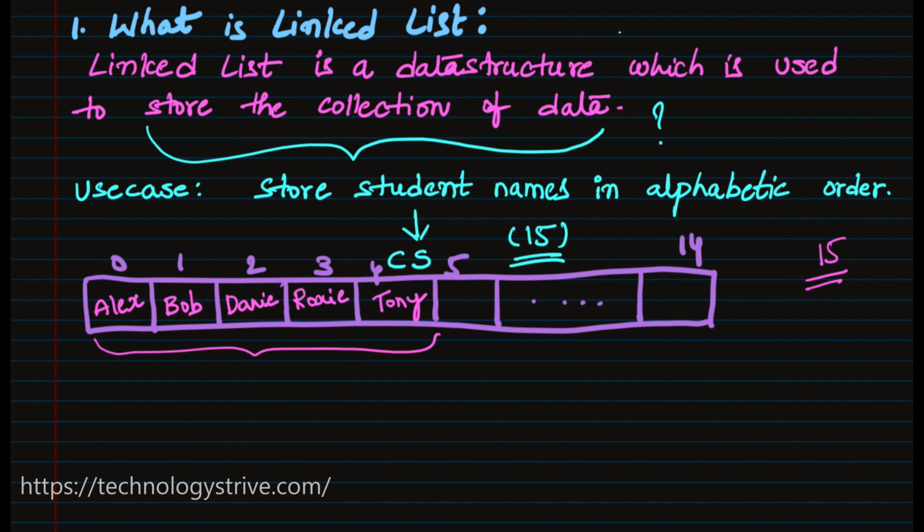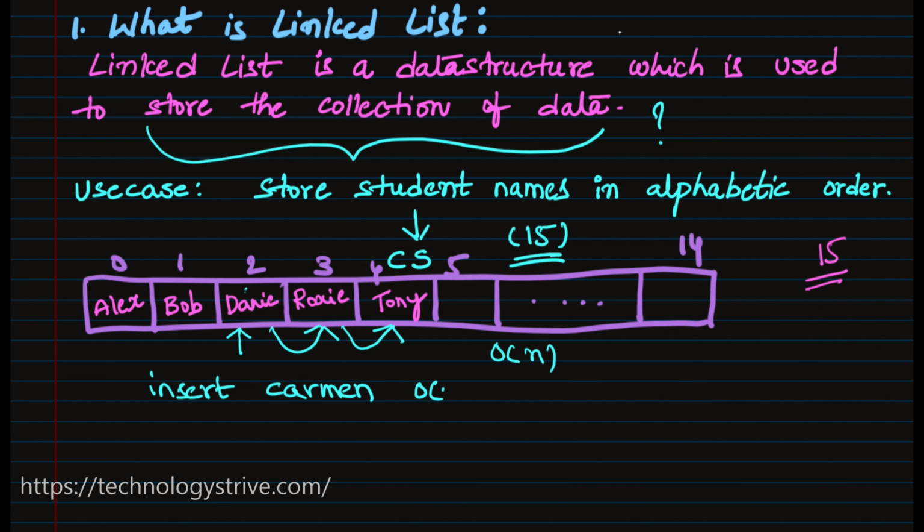If a new student named Carmen joined the course, then what do we have to do? What should be the proper position of Carmen? It should come after Bob. Means we have to insert Carmen at this position. That means we have to shift all the elements to the right side. The elements after Carmen should move to the right. Then only can we insert Carmen at index 2. So this takes order of n time complexity. Inserting Carmen takes order of n time complexity.